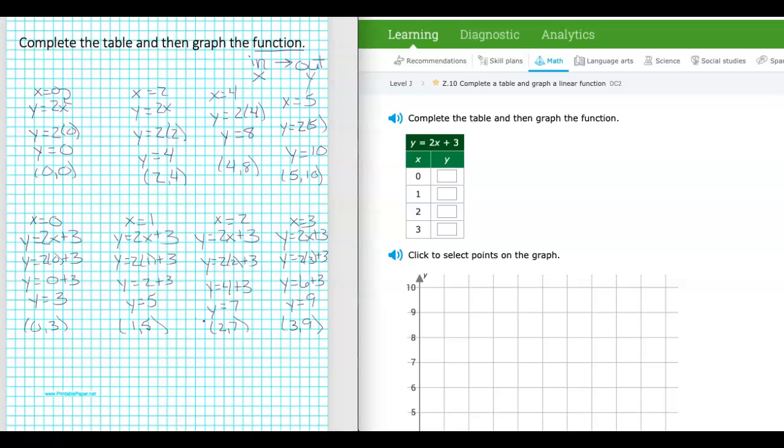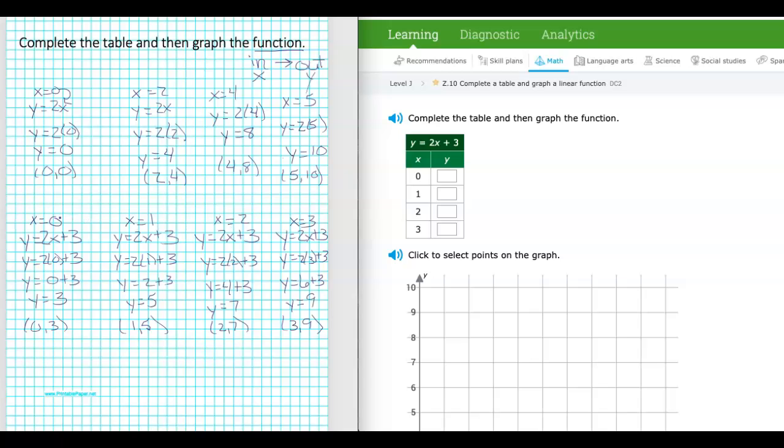All right, welcome back. So as you can see here, I said, all right, here's my function right here. Here's my equation, y equals 2x plus 3. And I had 4 parts of the table I needed to complete, so I have 4 equations. I have x equals 0, x equals 1, x is going to equal 2, and x is going to equal 3.